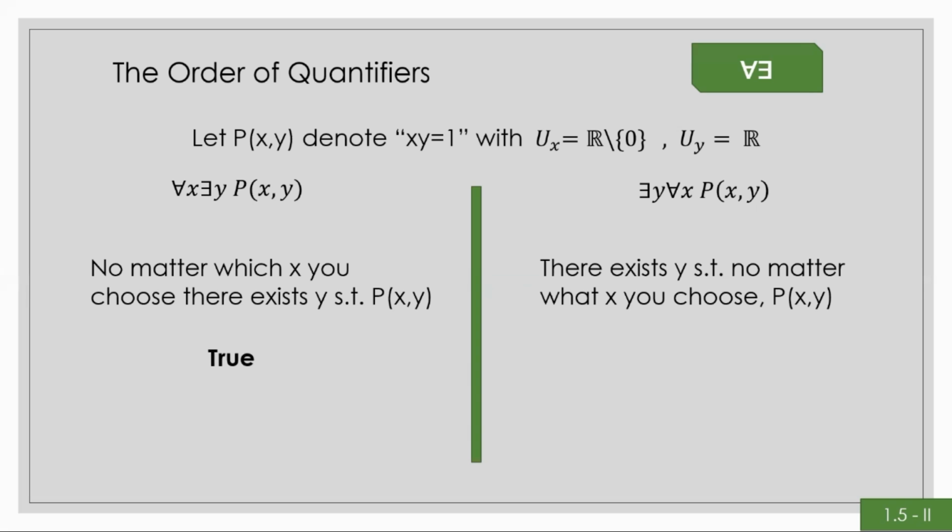The one on the left is true. The one on the right is false. So just by looking at the truth value assessments here, we can see that these are not equivalent statements. So the order of the universal and existential quantifiers cannot be swapped.